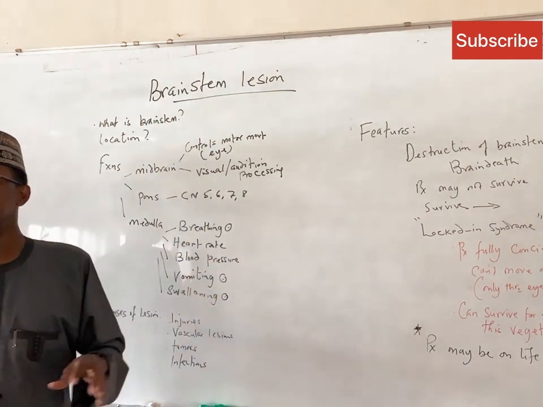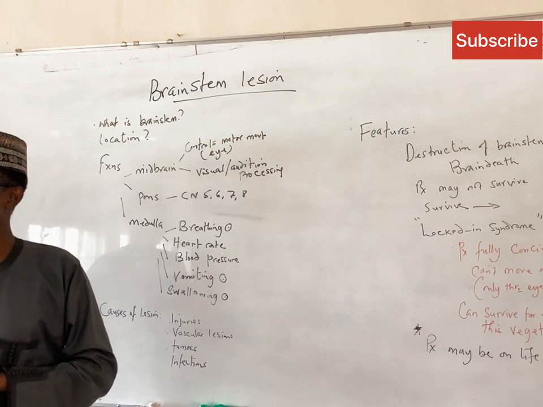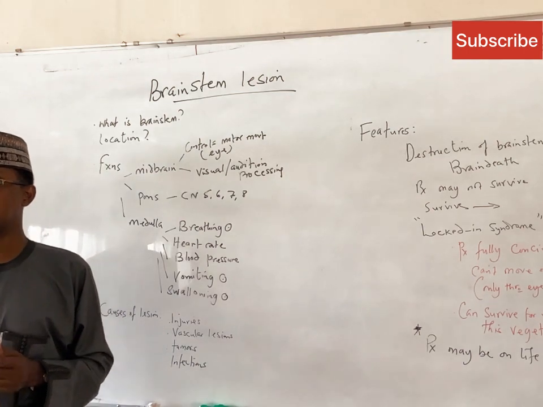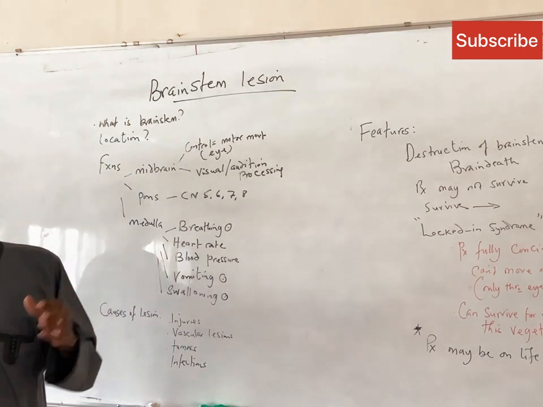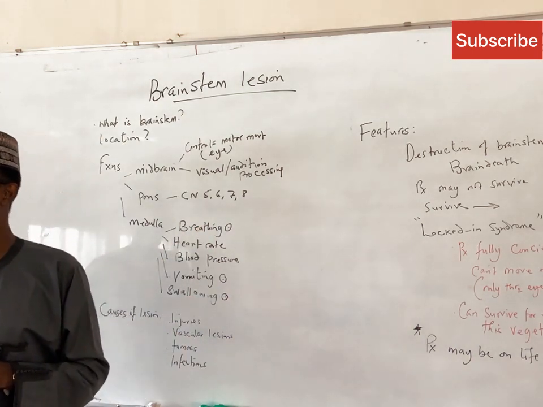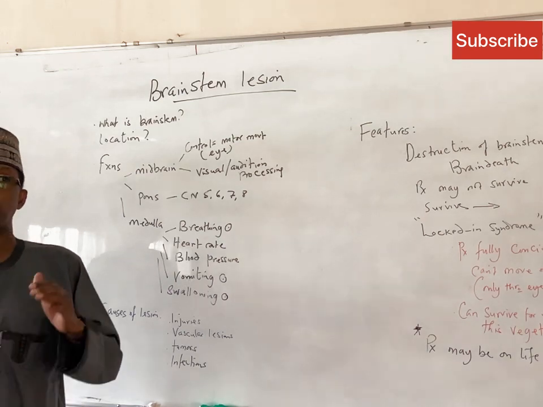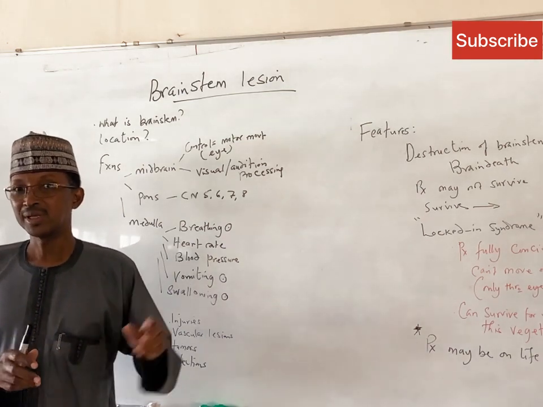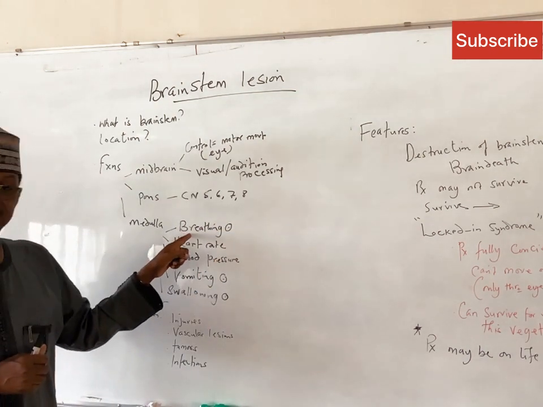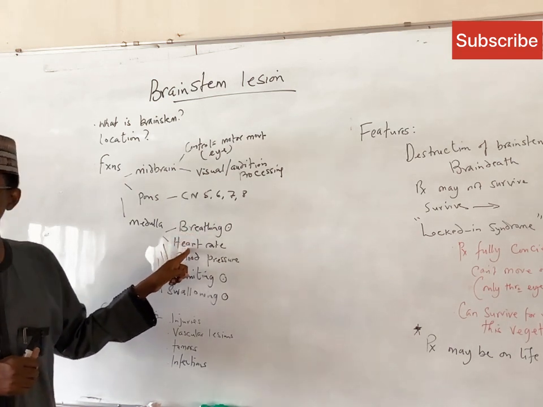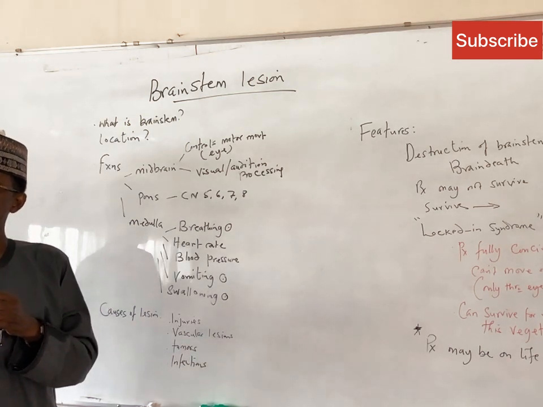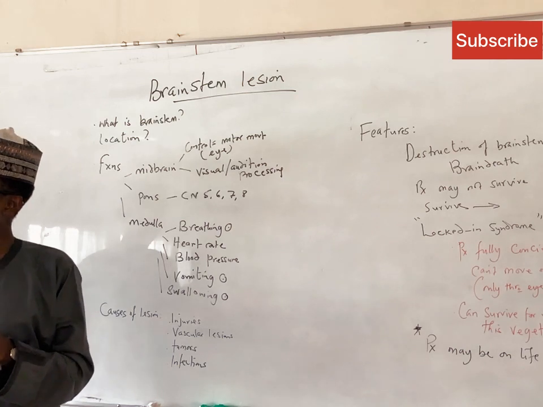And so if the brainstem is completely disrupted, the person may have what we call brain death. That means the whole of the brain is dead. The patient may or may not survive. In complete damage of the brainstem, that person is definitely not going to survive, because the respiratory center, that is the breathing center, and the cardiac center, where the heart rate is regulated, have been damaged. So if there is no respiration and no heartbeat, what happens?